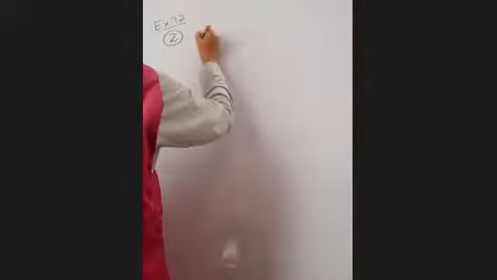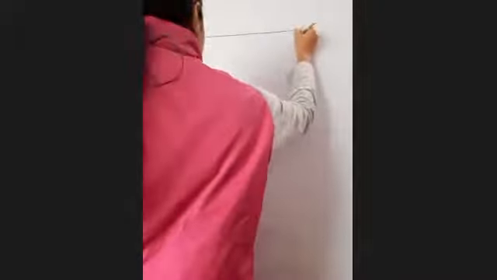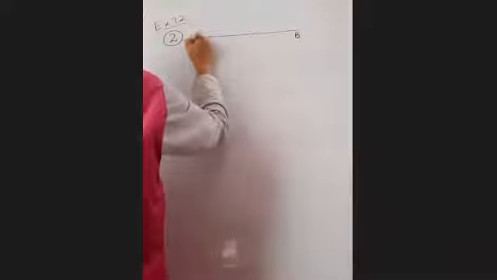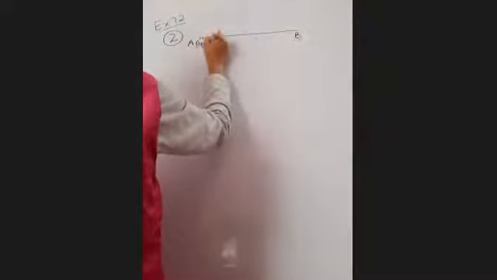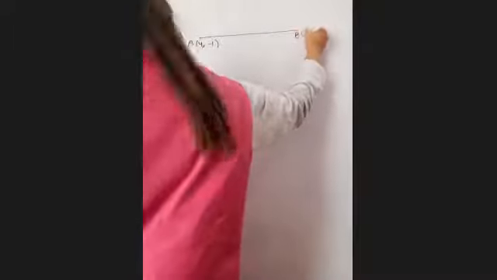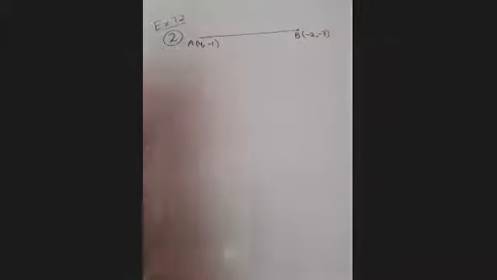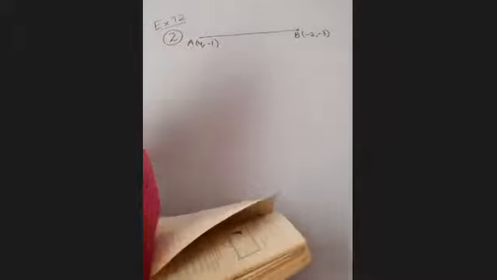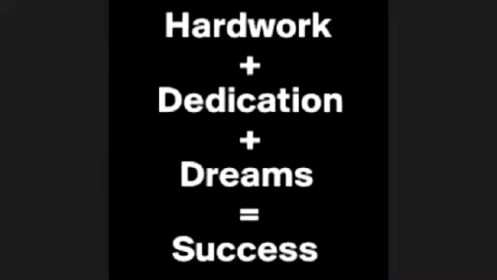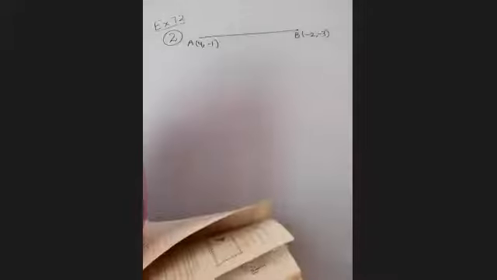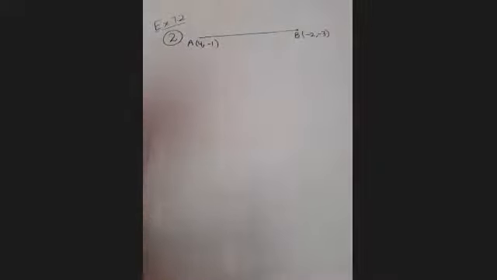Find the coordinates of the points of trisection of the line segment joining (4, -1) and (-2, -3). It would be something like this. Let us have AB, with A given by (4, -1) and B given by (-2, -3). We have to find the points of trisection, that means those 2 points which will divide AB into 3 equal parts.